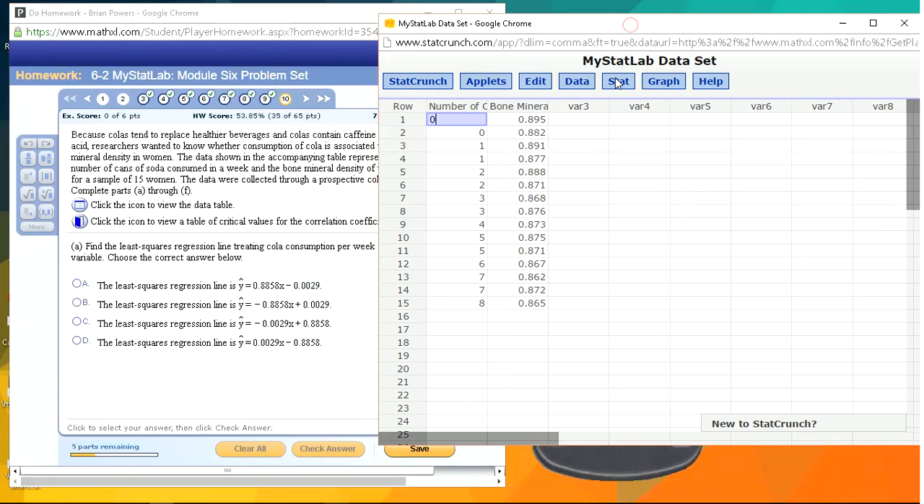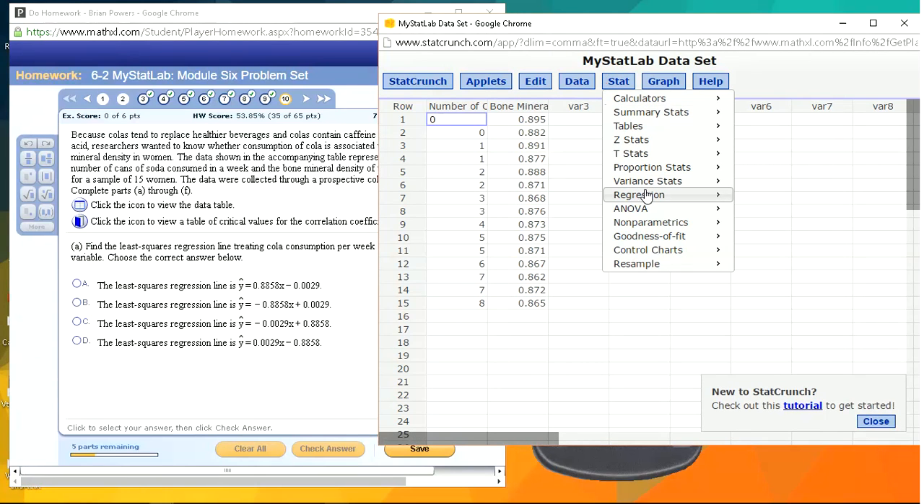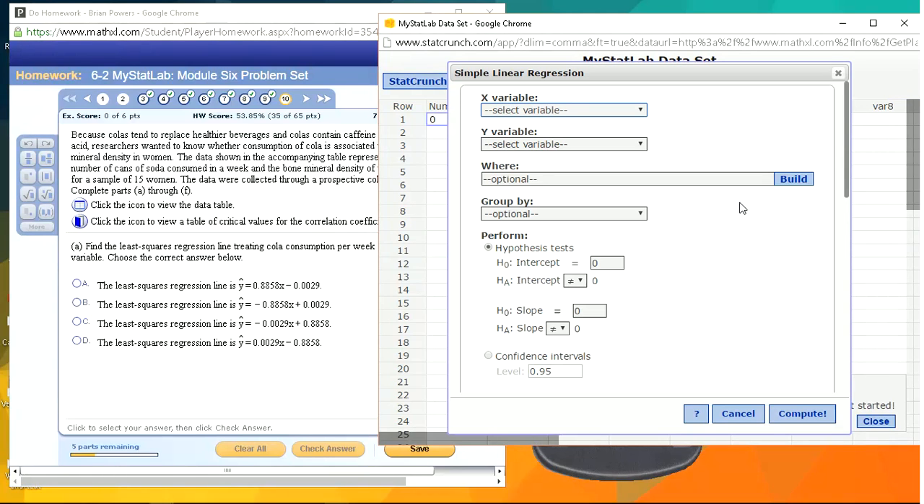All right, great. So under Stat, we're going to do a regression, simple linear regression. We've done it a few times at this point. Pick our x variable. So what are we trying to predict? We're trying to predict, based on number of cans of cola, bone mineral density.